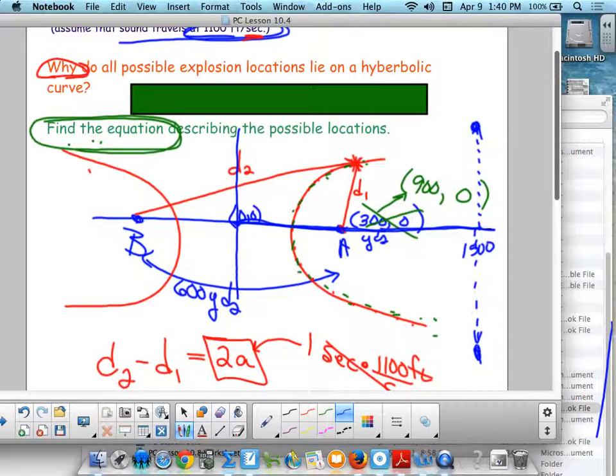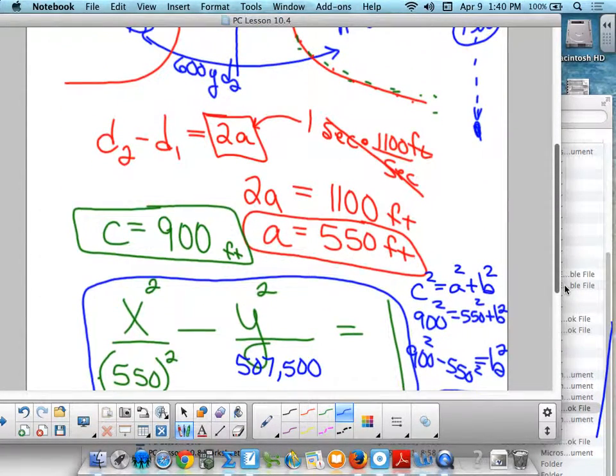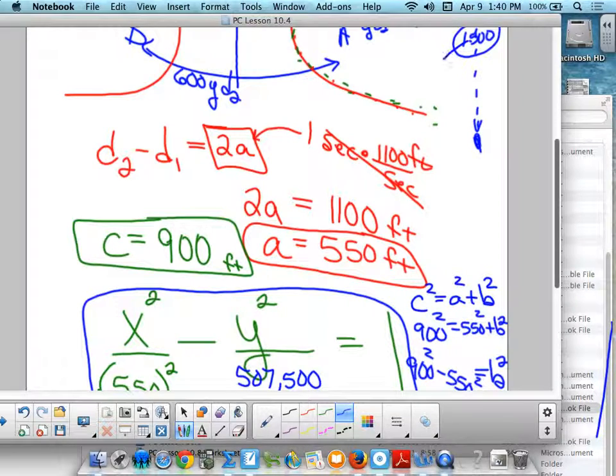What are you going to have to do with this number? Plug it in where? Plug it into, yeah, it's right there. Plug it in for X, solve it for Y. That's what you're going to have to do on your assignment.